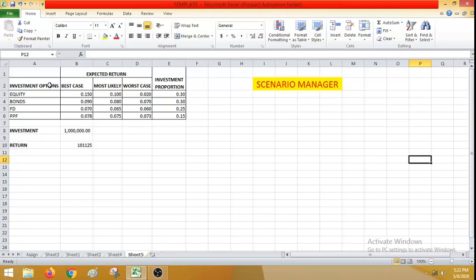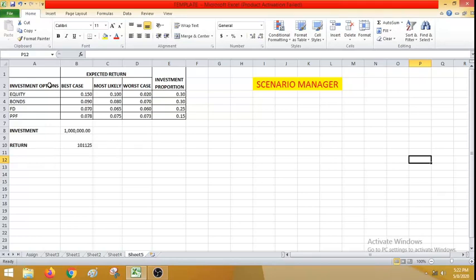You see here there are four investment options, that is equity, bonds, FD and PPF, right? And for the expected return I have given three cases. You can consider them the best case, most likely and the worst case. So these three can be called three scenarios. Hope it is now clear. We have three scenarios. Scenario 1 is best case, scenario 2 is most likely, and scenario 3 is worst case.